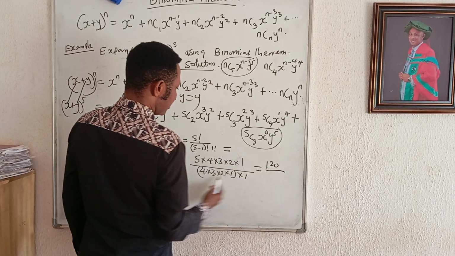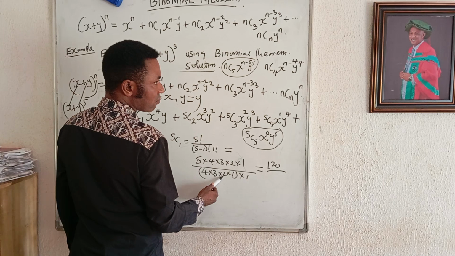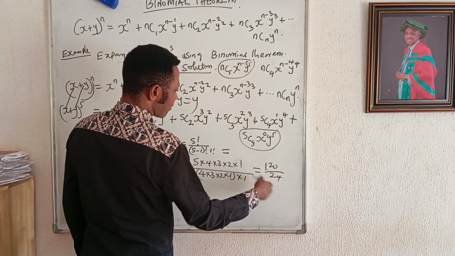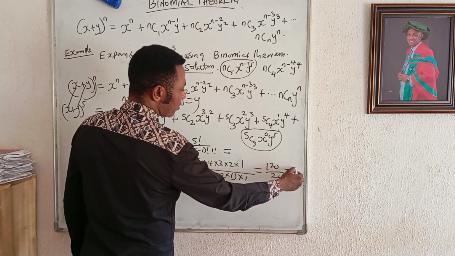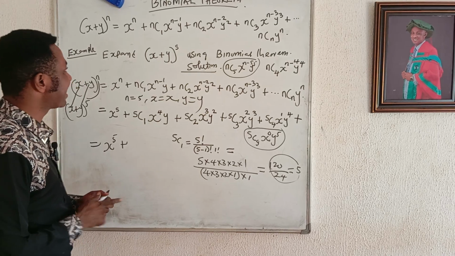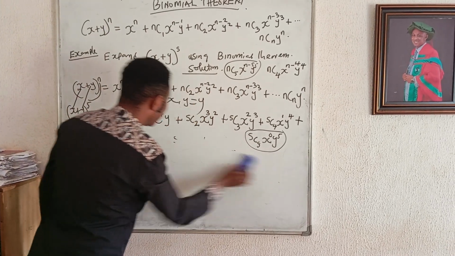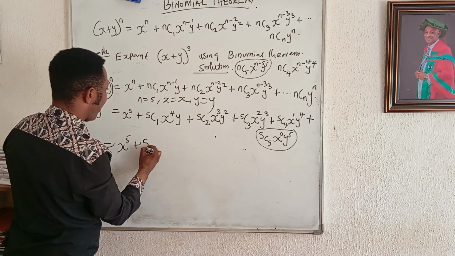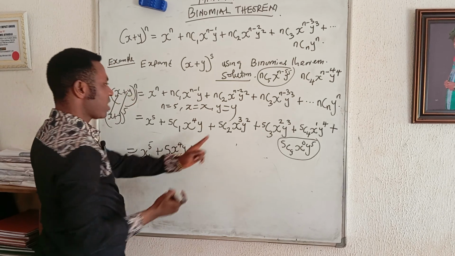Then here, 4 times 3 is 12. 12 times 2 is what? 24. Then times 1 is the same. So 120 over 24, you have 5. That is why we say 5 combination 1 is what? 5. So permit me to clean this and say 5 combination 1 is what? 5. Then x power 4 y plus, look at this one.